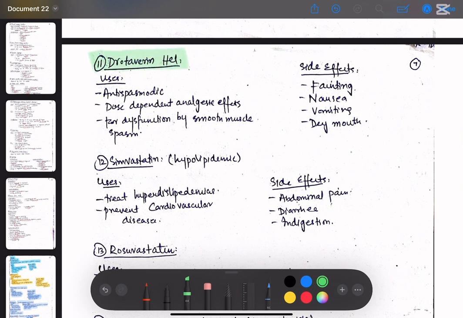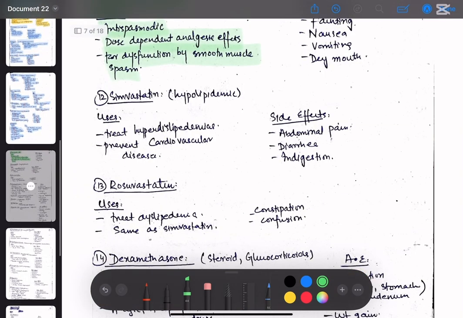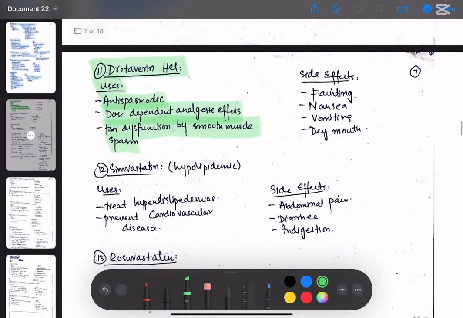Drotaverine HCl. What are its uses? It is used as an antispasmodic, it is used for dysfunction caused by smooth muscle spasm, and it has dose-dependent analgesic effects. The side effects are fainting, nausea, vomiting, and dry mouth.